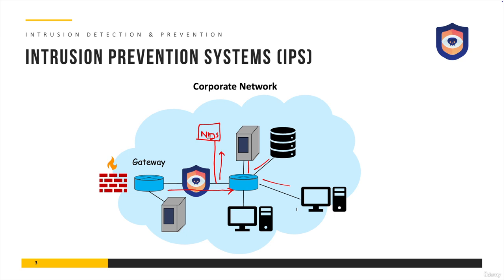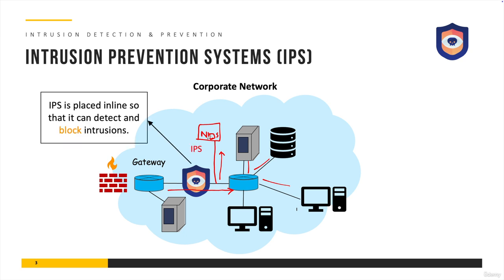In contrast, an IPS is placed inline so that it can detect and block intrusions. So in the case of IPS, the traffic actually has to pass through this IPS. And based on whether it wants to allow the traffic to go ahead or not, it can drop packets, block IPs, and do a bunch of other things. So that's the primary difference. The placement is very different. Network intrusion detection systems just get a copy of the traffic. However, for intrusion prevention systems, the packet actually has to cross it.